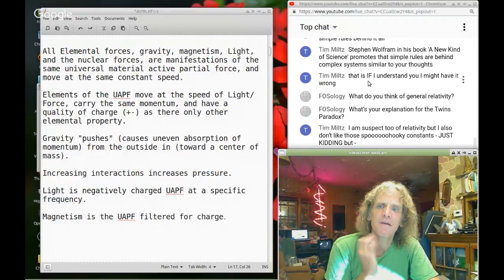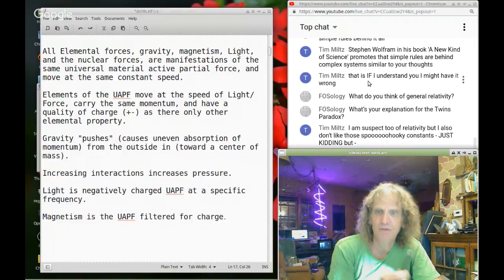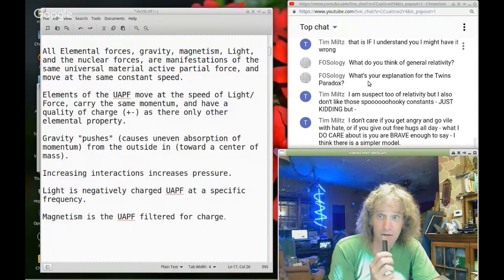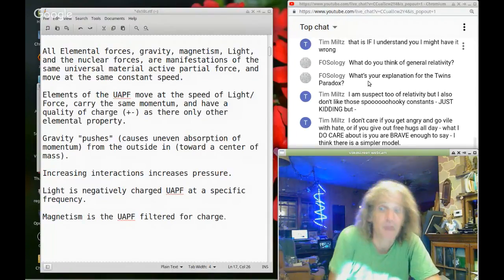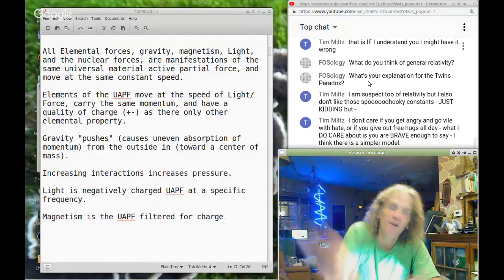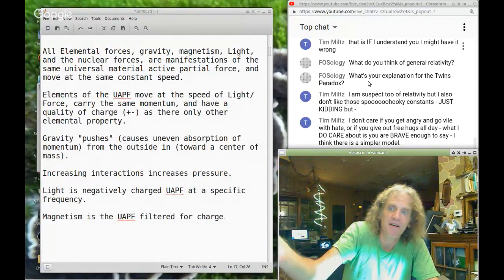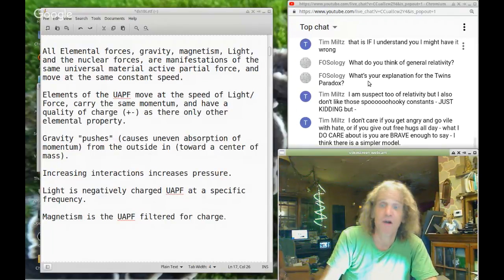I am suspect to of relativity. I don't know what that means. I am suspect to of relativity. Okay, comma. But I also don't like those spooky constants. Again, just shut up. Ugh. If there wasn't overwhelming evidence for them, I would say, okay, you have a fair argument, but the evidence is only overwhelming.